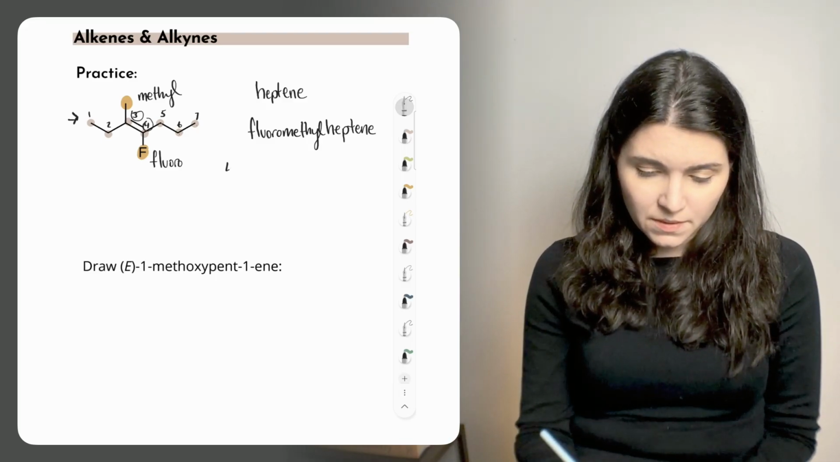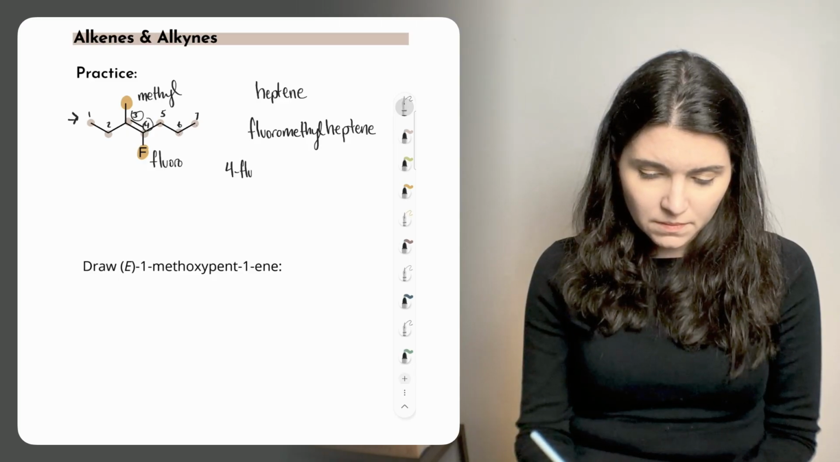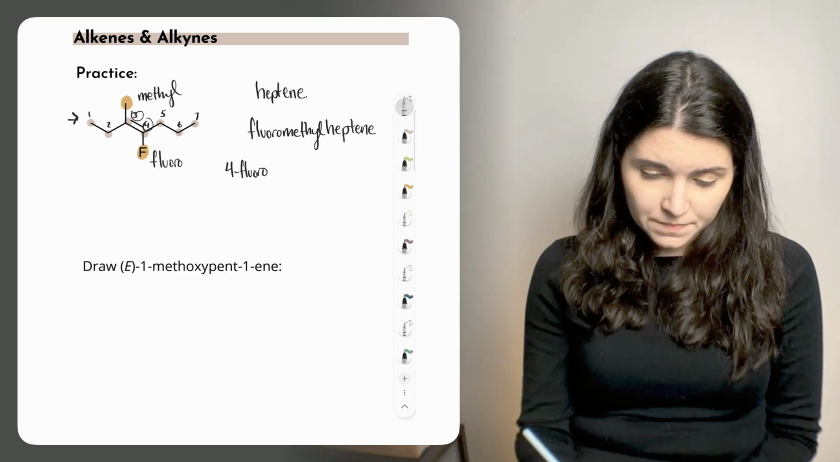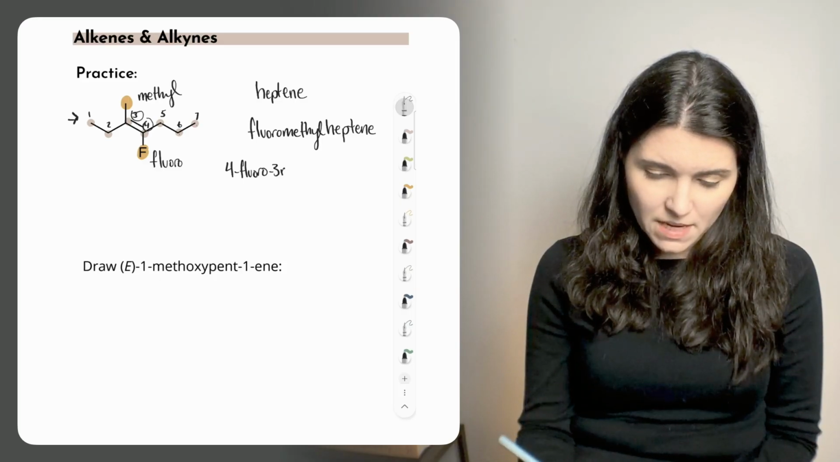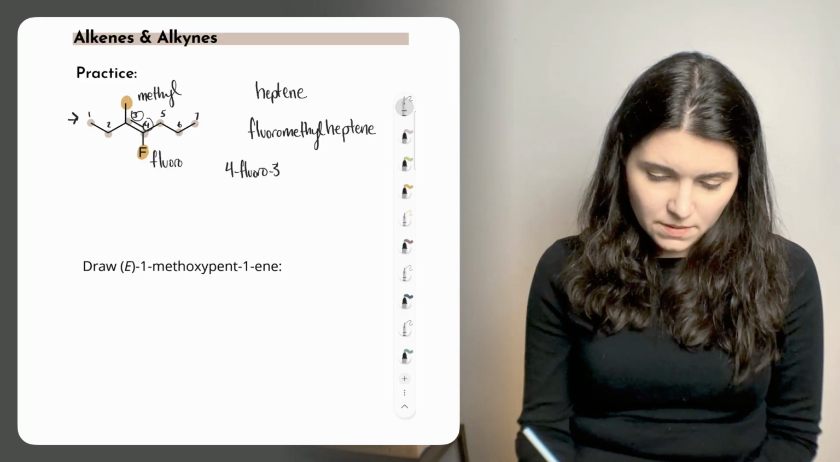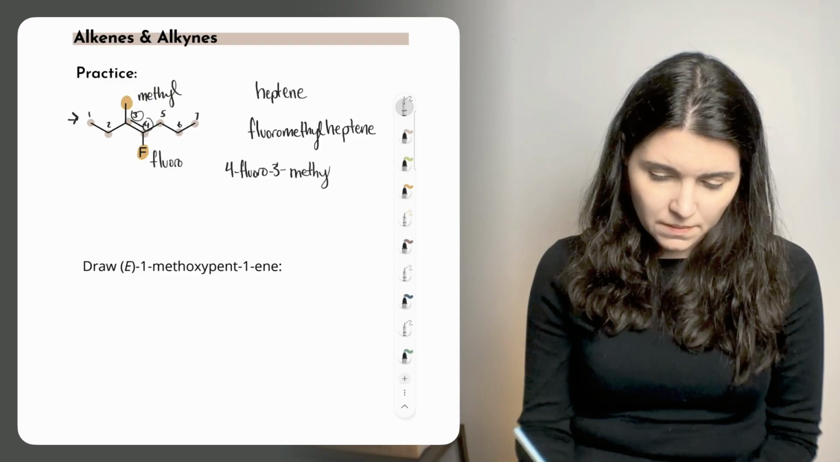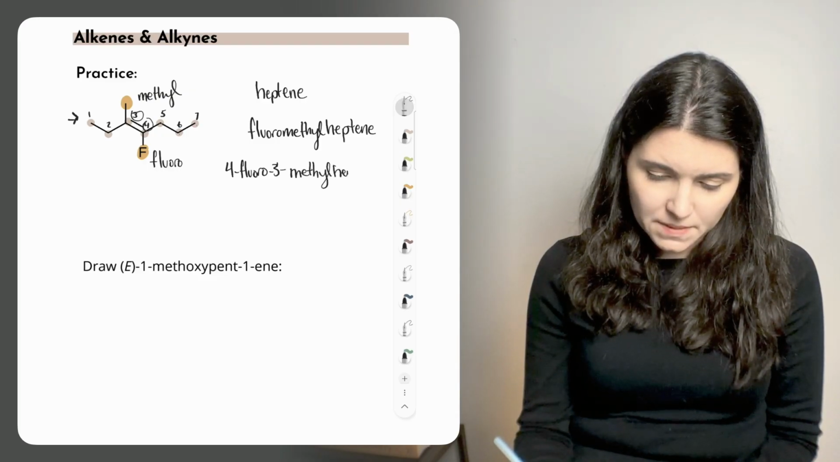We've got 4-fluoro, 3, oops, forgot my dash. 3-methyl hept-3-ene.